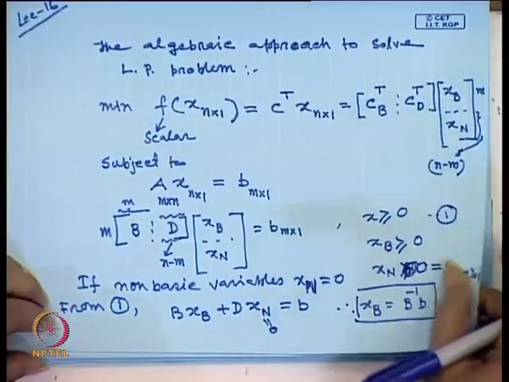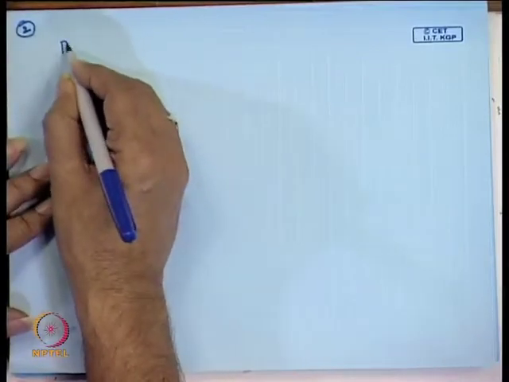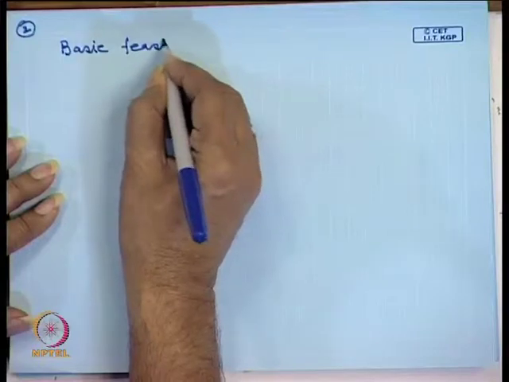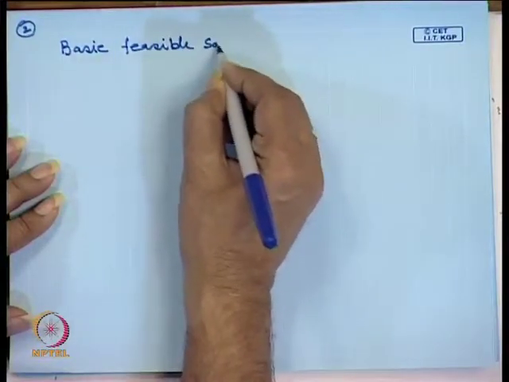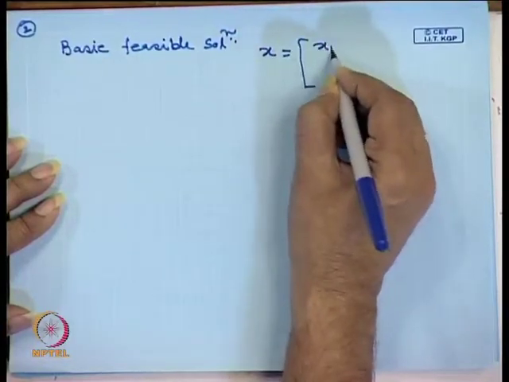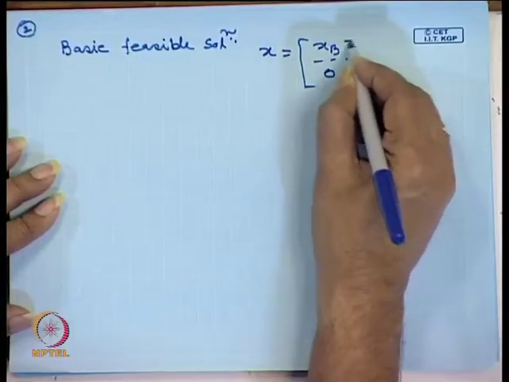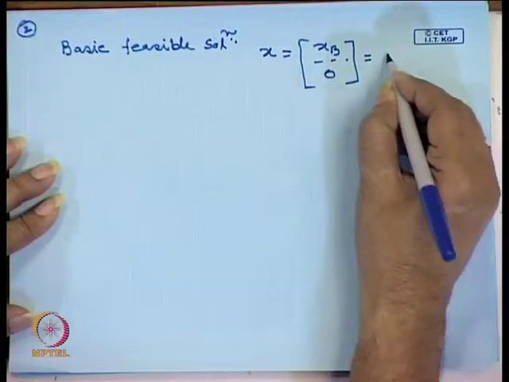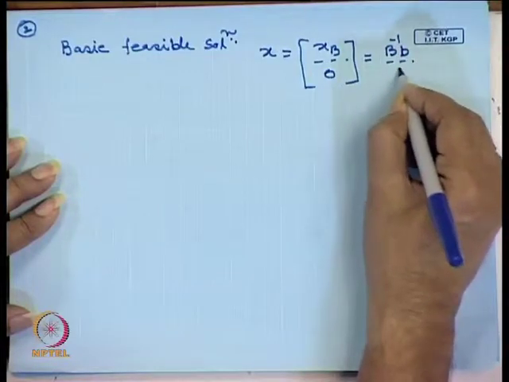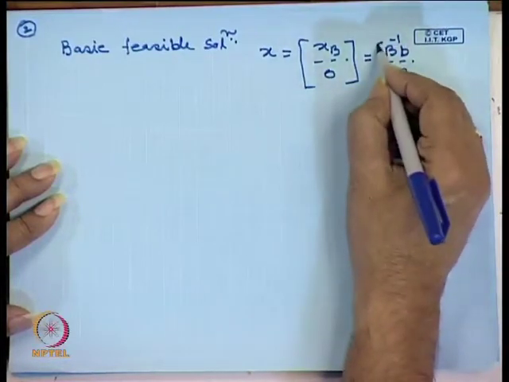So our basic feasible solution is x, consisting of x_B, which we know at this moment is B inverse b, and x_N, which is equal to 0, the non-basic variables.